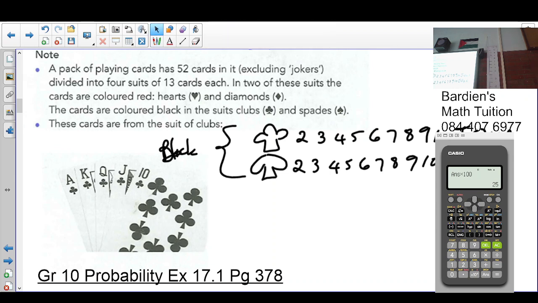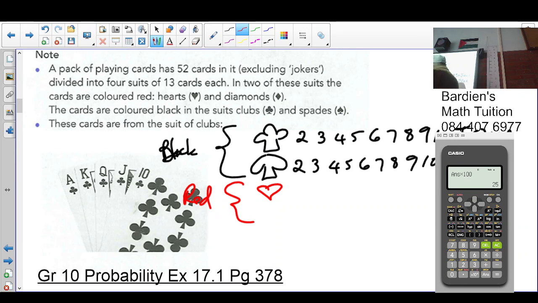Then we get the red suits. Which are? Hearts, yes. We are hearing somebody saying hearts from the beginning. We know somebody in love. Yes. They go 2, 3, 4, 5, 6, 7, 8, 9, 10, Jack, Queen, King, Ace. Again, there are 13 hearts cards.